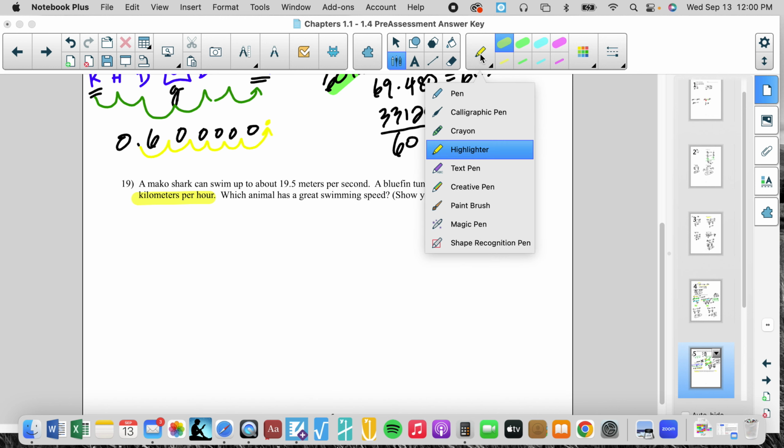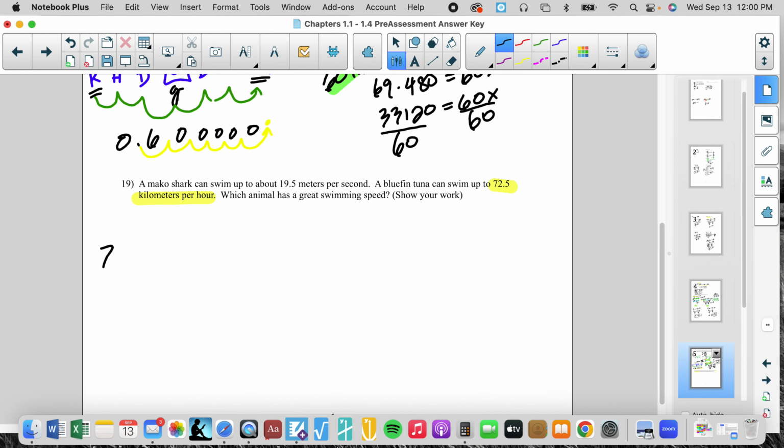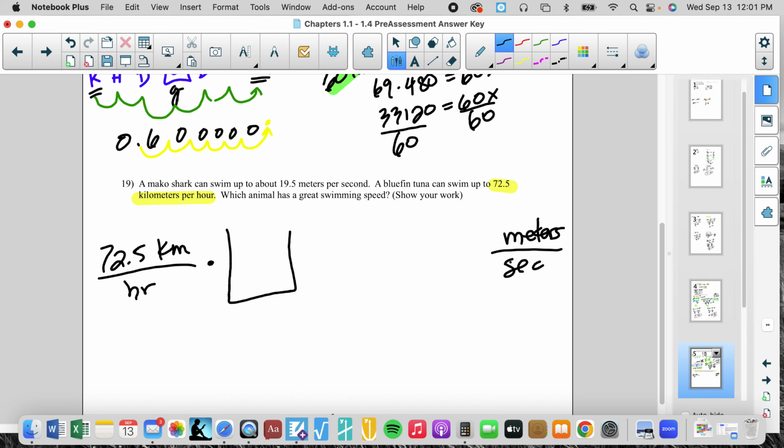So I'm going to start with this: 72.5 kilometers per 1 hour, and I'm going to change it to meters per second. That to me is going to be easier. What do I want to convert first? Well, I think I'm going to convert my hours to seconds.